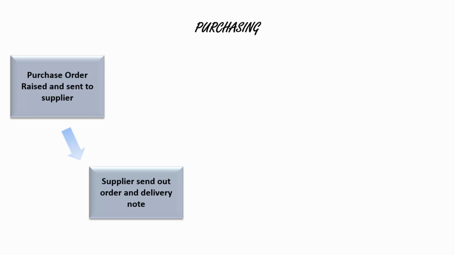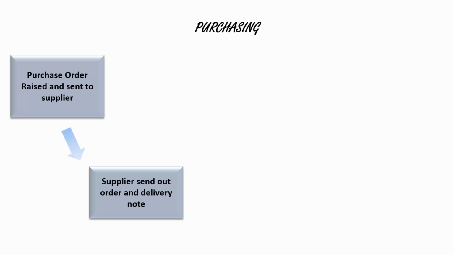So let's now have a look at the purchasing process that you'd find in many organizations. The first step in the purchasing process is that the buyer or the customer raises a document called a purchase order. Purchase orders have unique numbers, as do invoices and goods received notes. They detail the items that are to be bought, and they also detail the price of the items. Once this is sent to the supplier, the supplier will send out the order along with a delivery note.